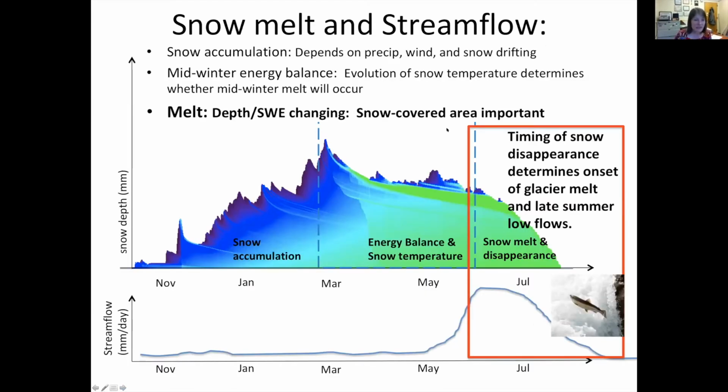The last part is the melt season. And this determines our snow melt and when our snow disappears. And this timing of snow disappearance is going to determine the onset of glacier melt, the onset of sea ice melt, and the late season summer low flows, which I'm showing you here, this my salmon again, is that even though volume-wise, this is much smaller than the total amount of water from the snow accumulation, this is very critical to our ecosystems. And this depends not only on the energy balance, but also on how much snow accumulated and how it was distributed, which Dan is going to talk about a little bit more in his talk.